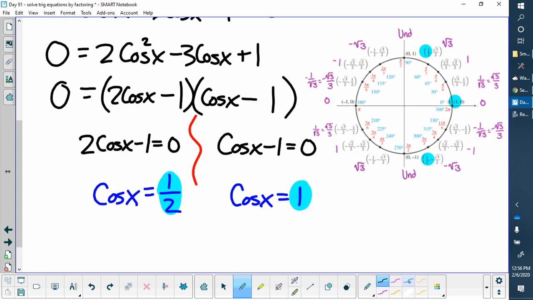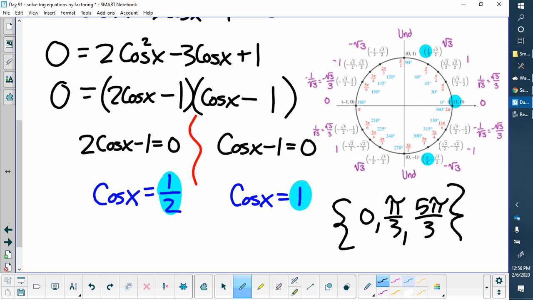So my solution set for angles in radians would be, I better start with 0: 0, pi over 3, and 5 pi over 3. Final answer. Done.